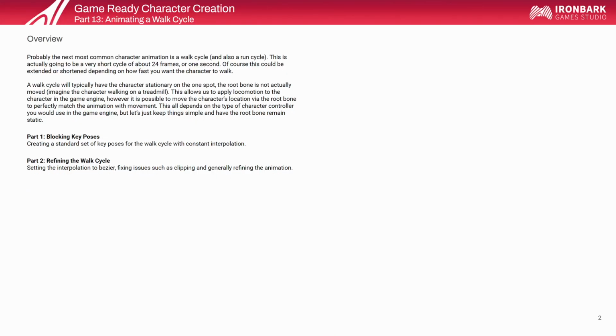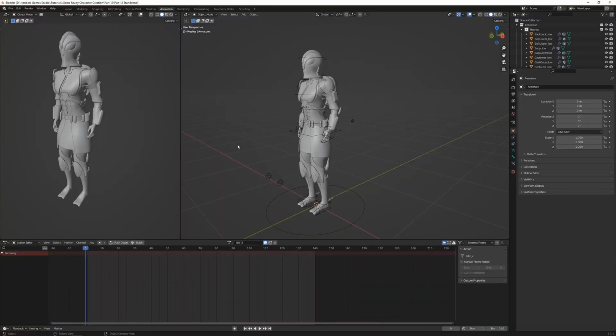This part of the tutorial series will be the creation of an animated walk cycle using the knowledge of keyframe animation from the previous part. So probably the most common character animation is a walk cycle, and also a run cycle. This is actually going to be a very short cycle of about 24 frames, or 1 second. Of course, this could be extended or shortened, depending on how fast you want the character to walk.